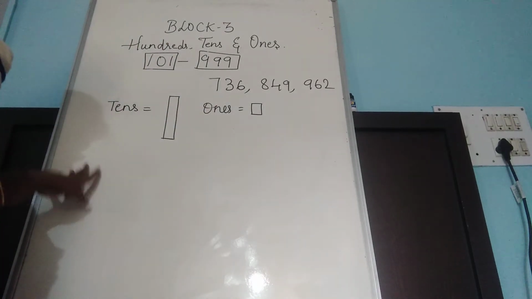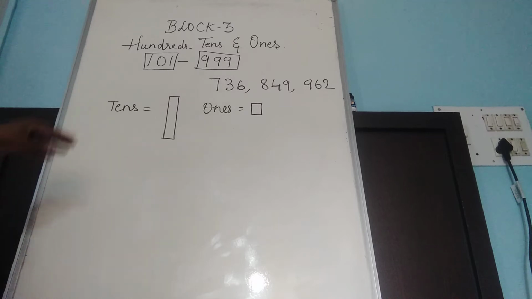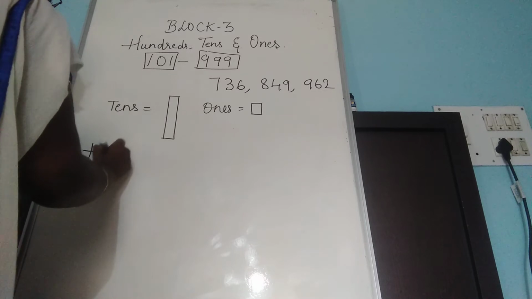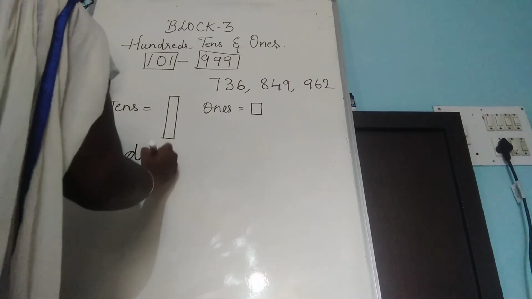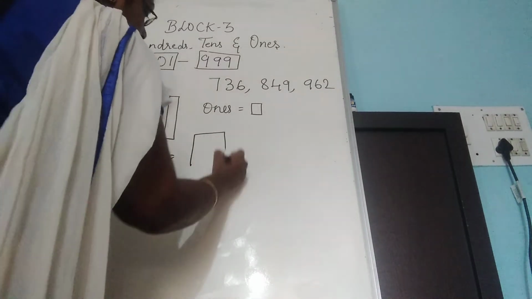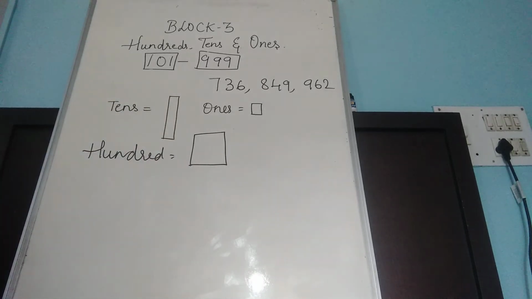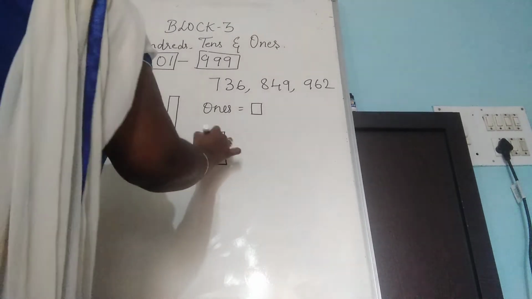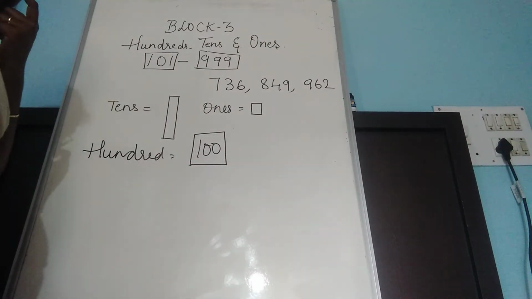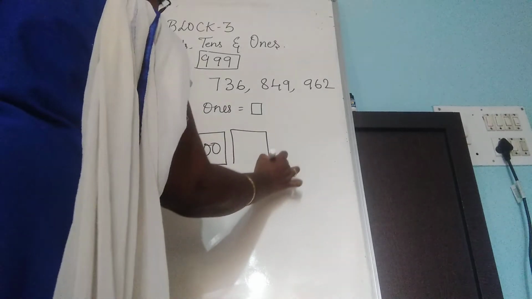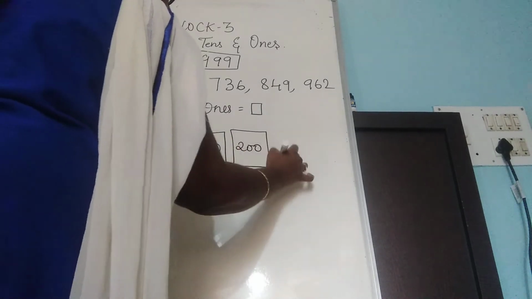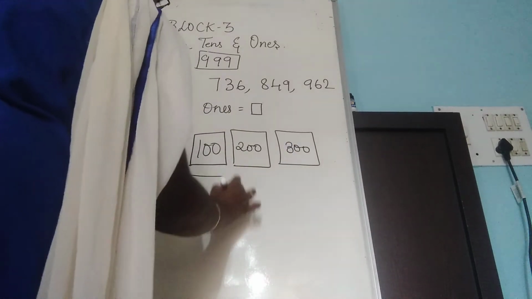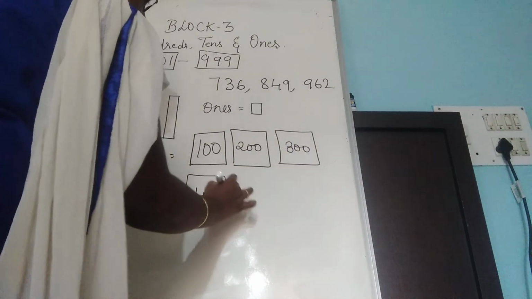In this class, you will be learning how to represent hundreds. Our hundred is represented as a big square. If I have one big square, it is 100. If I have two big squares, it is 200. If I have three big squares, it is 300. If I have four big squares, it is 400.